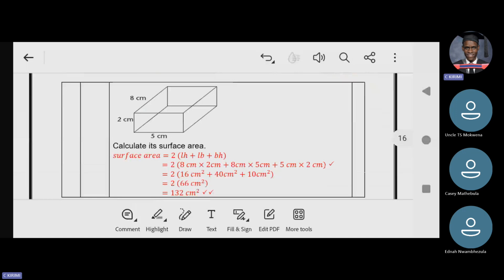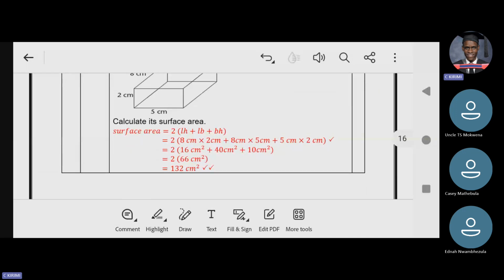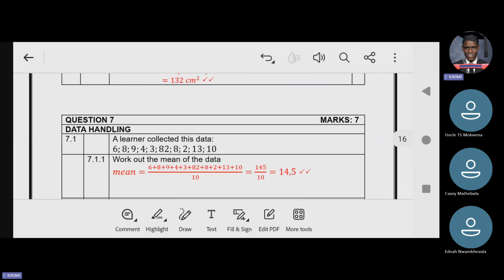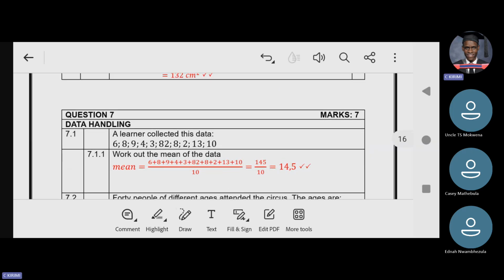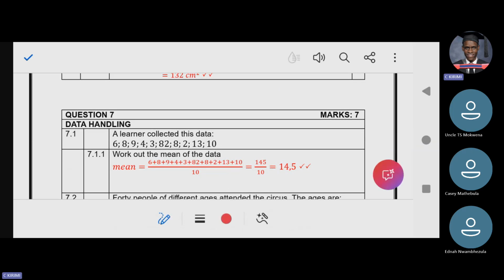All right. So surface area, it came again like last year's question paper. It was the same. Then Elena collected this data. What did I tell you about the data? You arrange it in order, isn't it? Ascending order, smallest to biggest. And the mean, sometimes they call it average. You add all the numbers, then you divide by the total number of numbers. 1, 2, 3, 4, 5, 6, 7, 8, 9, 10 numbers. So you add everything, you divide by 10. That is the mean.